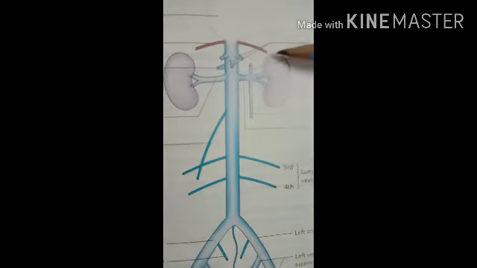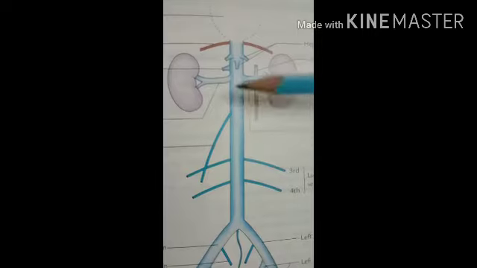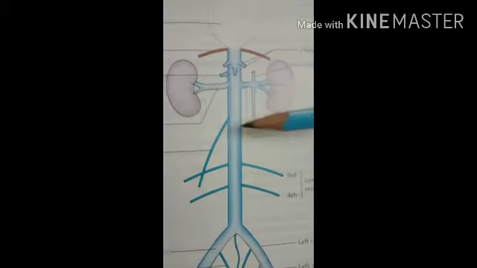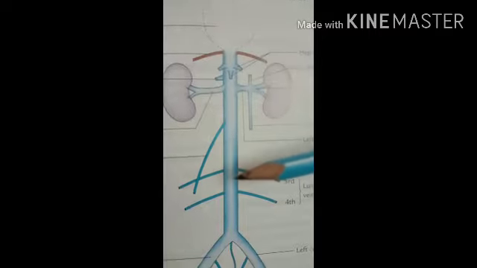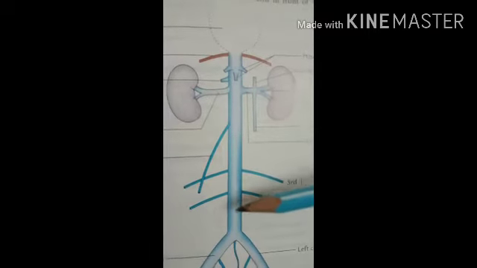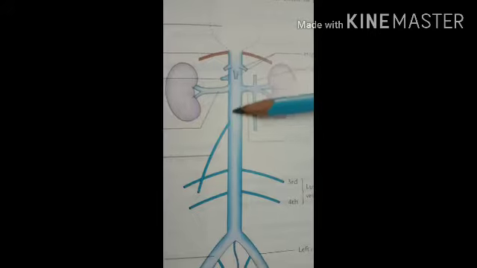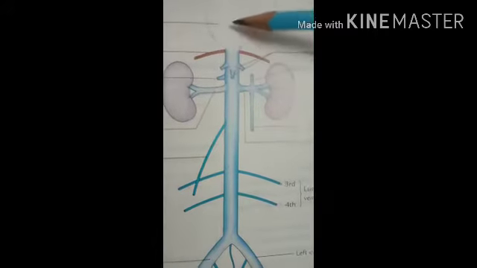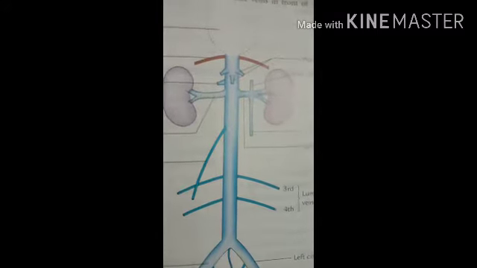Here you can see that is the diaphragm, and below it, all the deoxygenated blood from the body should be drained into the IVC. Then the IVC drains its deoxygenated blood into the right atrium of the heart.